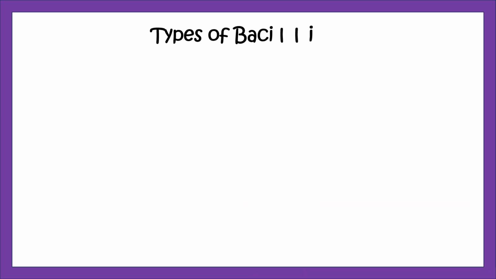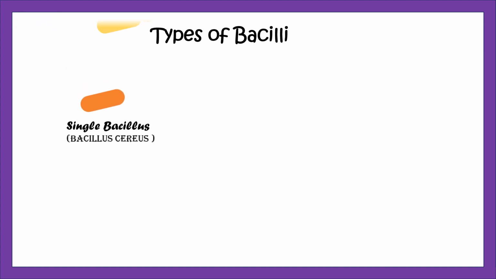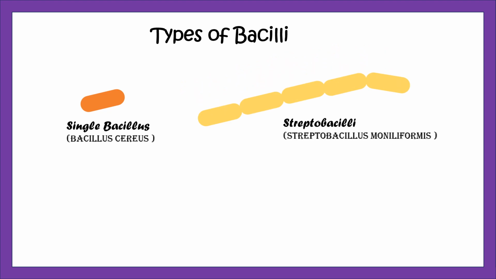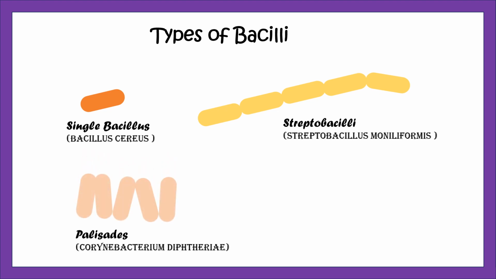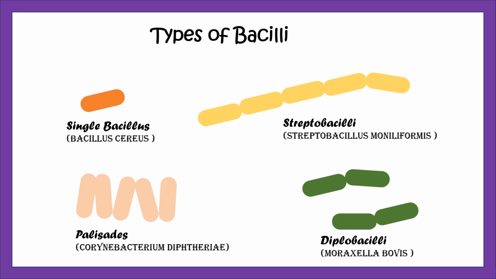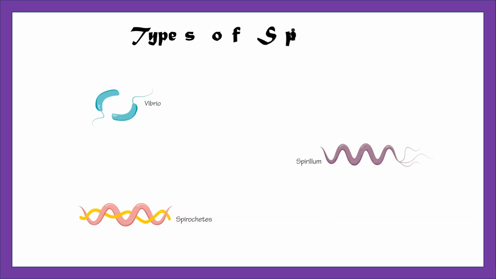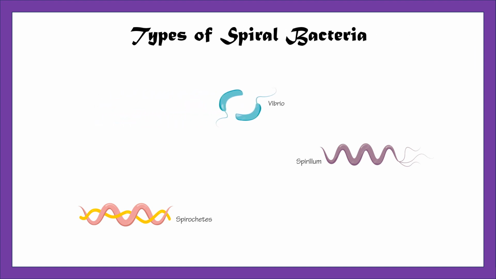Move to the types of bacilli. First one is a single bacillus, which is Bacillus cereus. Second one is the streptobacillus, which is Streptobacillus moniliformis. Third one is a palisades. Fourth one is a dibacillus.